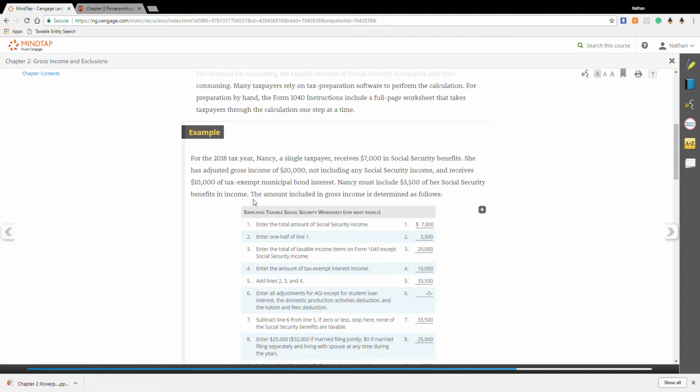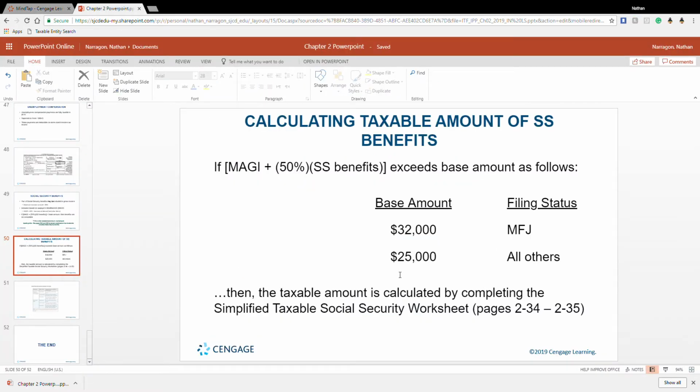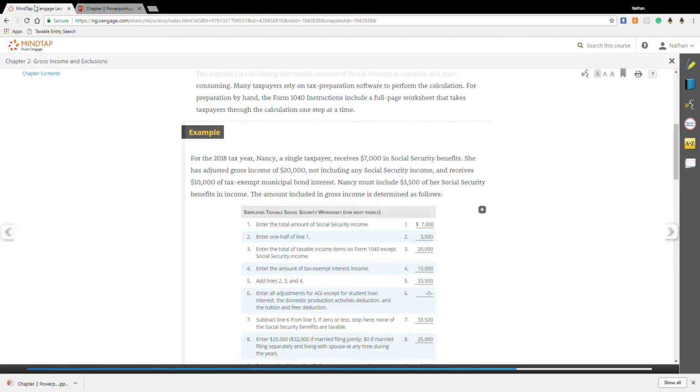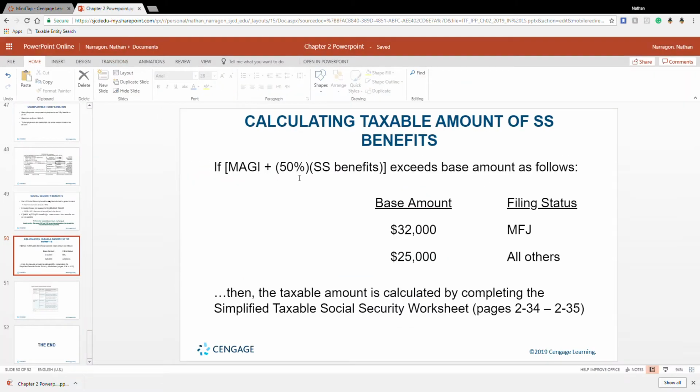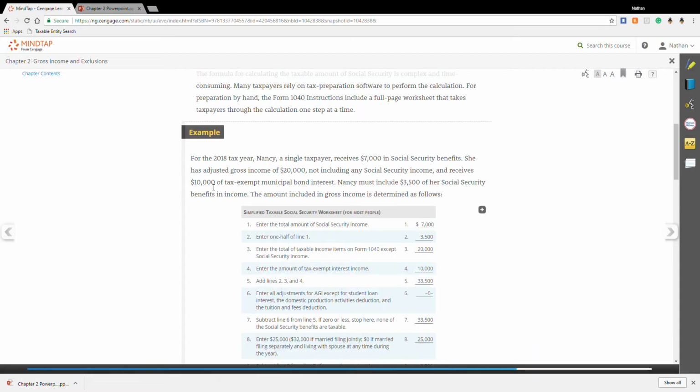The amount included in gross income is determined as follows. First off, she has to beat out $25,000. She has $20,000 right here. Her MAGI plus 50% of Social Security benefits: so 20, 10, that's $30,000, plus 50% of that is definitely over the $25,000 base. So now we have to calculate here. So again, hit the plus sign.